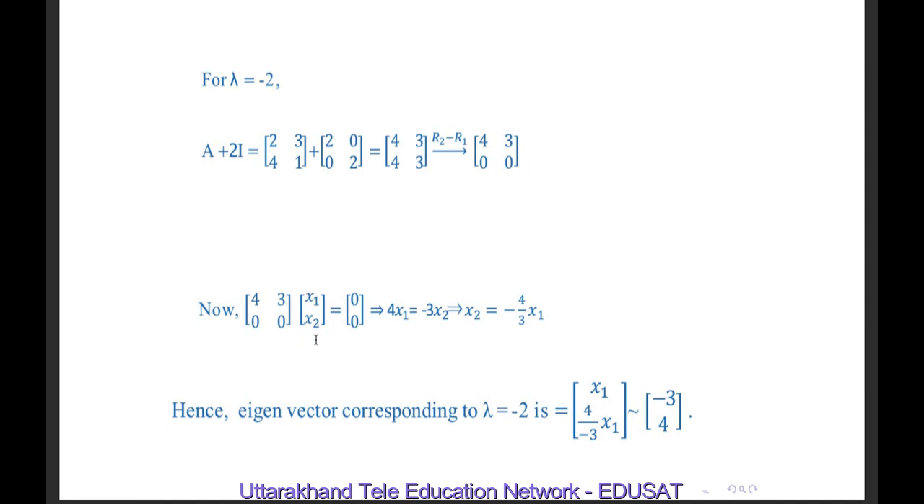If we subtract the second row from the first row, we get 4, 3 and here it is 0 and 0. If x1, x2 is the eigenvector corresponding to lambda equal to minus 2, then we can write [4, 3; 0, 0] times [x1, x2] is equal to [0, 0]. By matrix multiplication, 4x1 plus 3x2 equal to 0, and 0x1 plus 0x2 equal to 0. So 4x1 plus 3x2 equal to 0 means 4x1 equal to minus 3x2, x2 equal to minus 4 upon 3 x1. Hence the eigenvector corresponding to lambda equal to minus 2 is x1, minus 4 upon 3 x1, and this is equivalent to minus 3, 4.